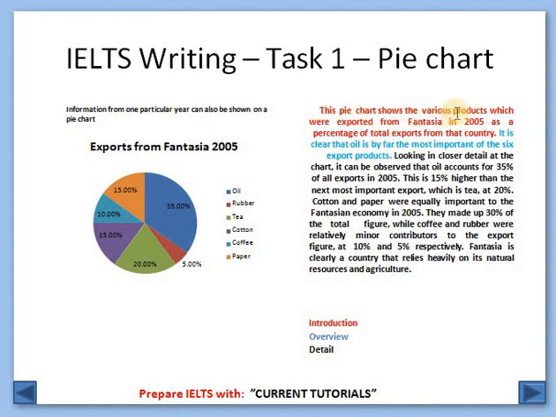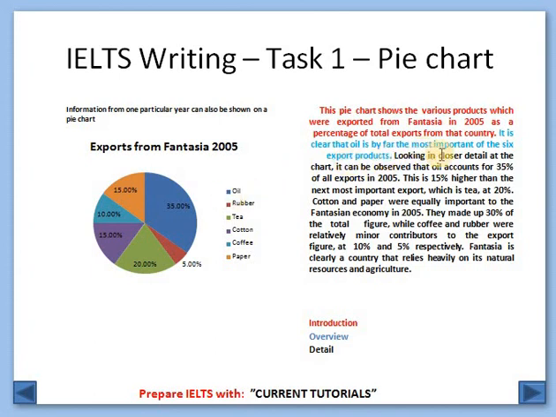This pie chart shows the various products which were exported from Fantasia in 2005 as a percentage of total exports from that country. So here you can check overall this pie chart shows percentages. It is clear that oil is by far the most important of the 6 export products. Oil contributes 35%.